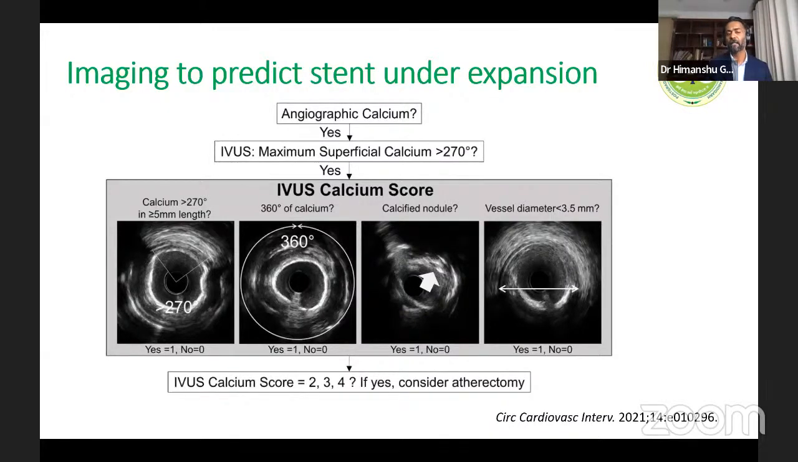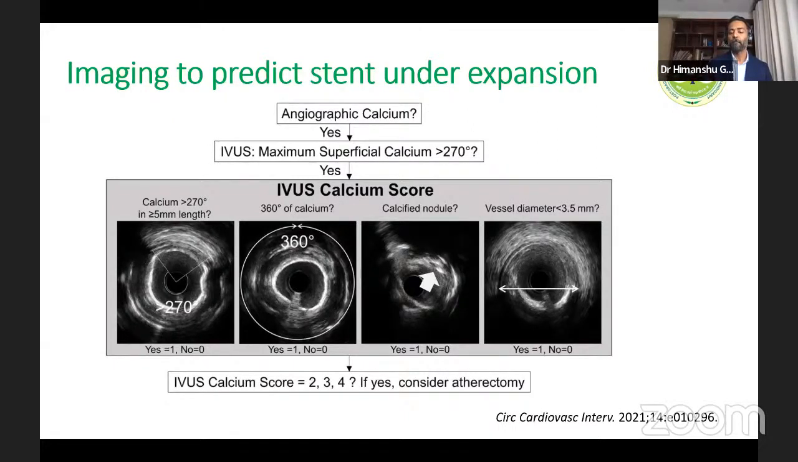If there is a ring calcium, that is 360 degrees of calcium, you get a point. If there is a nodule of calcium, you get a point. And if the vessel diameter is less than 3.5, you get a point. So this is what we all understand. So if the calcium score is more than 2, we always need atherectomy to get good stent expansion.